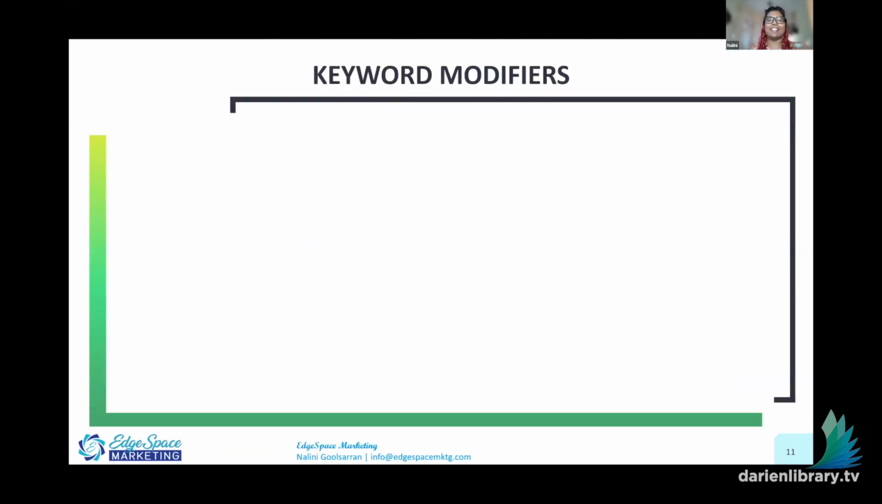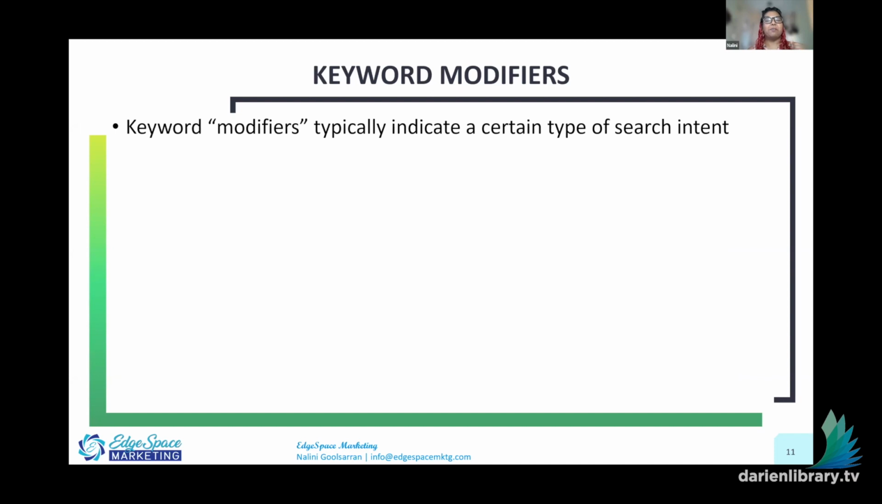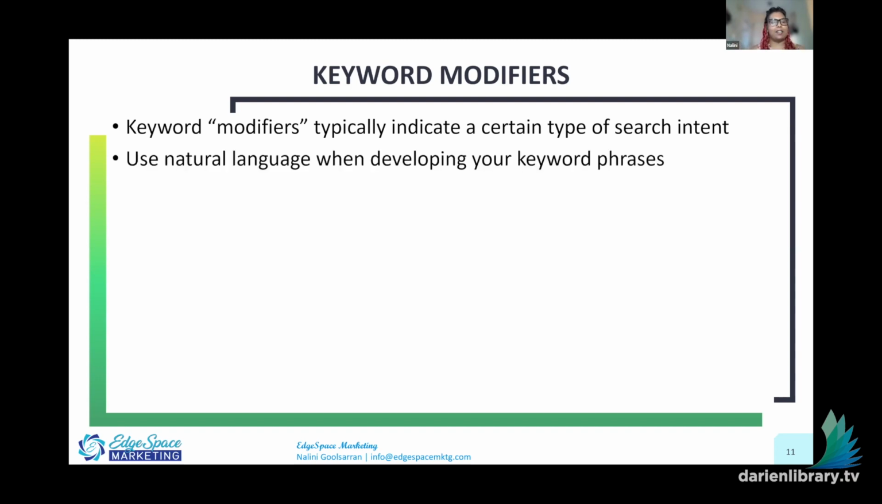Before we do that, the slides, I missed the slide. Let's talk about your keyword modifiers. Your modifiers typically indicate the type of search intent. We just talked about this at a really high level: transactional, informational, commercial, and navigational search intent. Your modifiers help you indicate that.